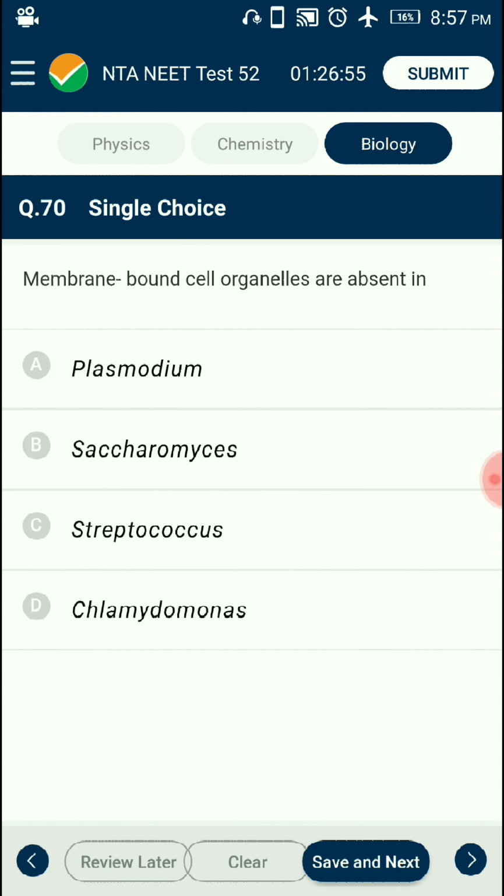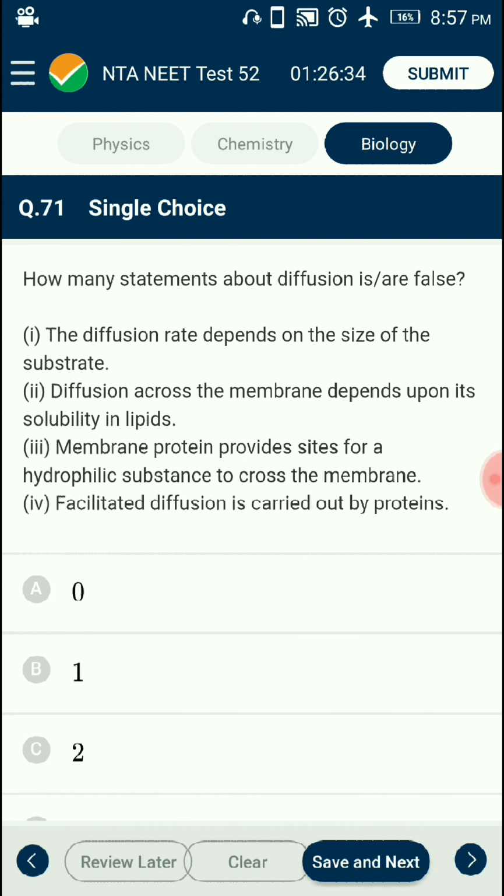Question number 70. Cell organelles are absent in. Streptococcus is a genus of bacteria that have coccus-shaped cells. Bacteria are known as the prokaryotic cell type, which is characterized by a lack of membrane-bound organelles and a nucleus. So the answer is option C, Streptococcus. Remaining all other organisms are eukaryotes. Question number 71. How many statements about diffusion are false?